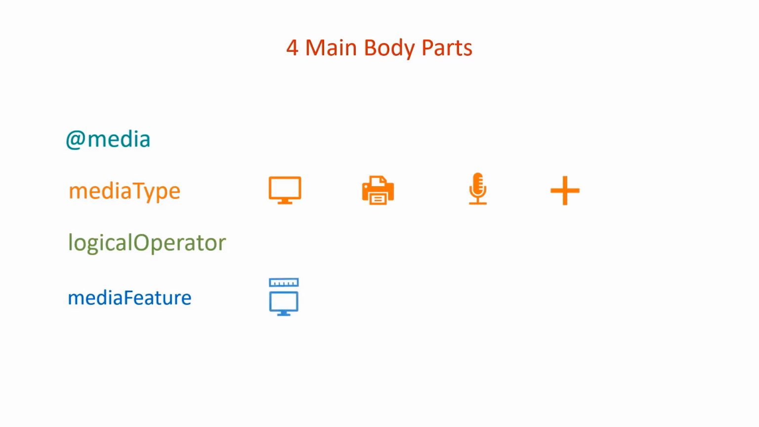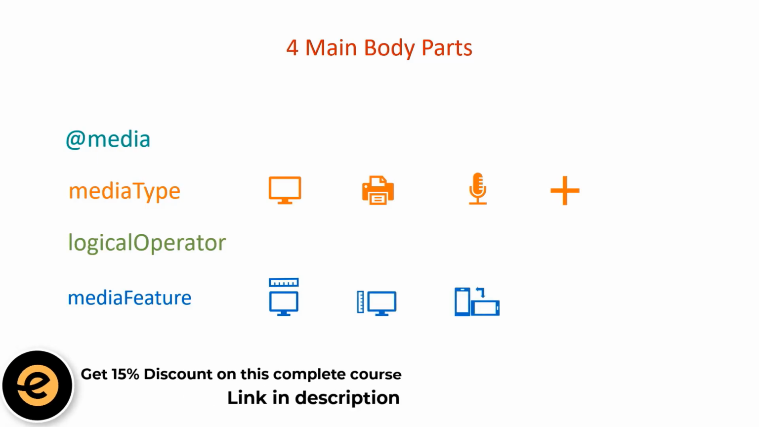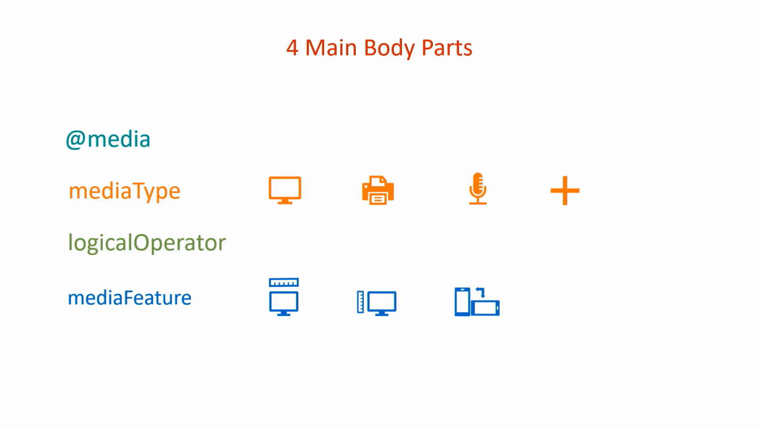So media features could be the browser width, the browser height, the orientation of your phone, portrait or landscape, or the screen resolution. So these are the common ones that you're going to be using in practical ways, and you're going to be seeing them being used online.